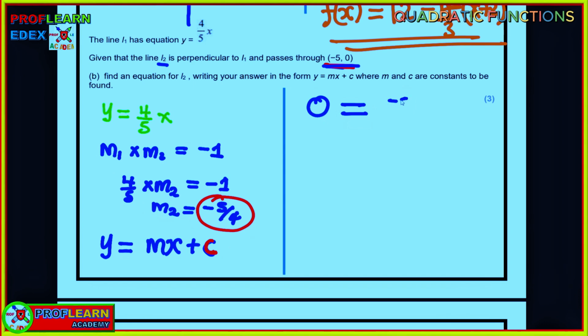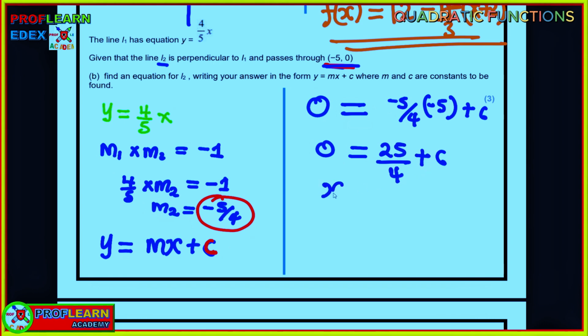Our gradient is -5/4, and x in that case is 5, then plus C. So what does that translate to? That translates to 0 is equal to 25/4 plus C, which implies that our C is -25/4. So at this point, we have all the rights reserved to us to write the equation in the form that was expected.